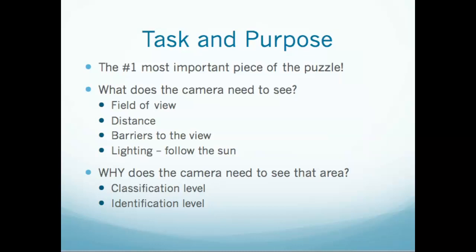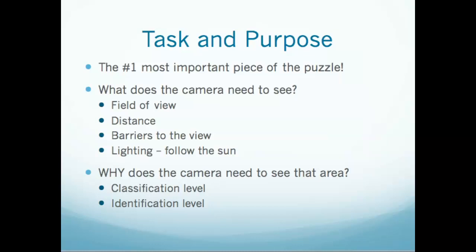The task. Why does the camera need to see that area? So there are two different levels here, and this is something that you should remember: classification level and identification level. Those are the two terms that are used for what you get back from your camera. So if I want classification level, then I want to be able to tell on that camera that that is a person as opposed to an animal moving across my grounds. Okay? I just want to be able to tell by classification what it is. At identification level, I want to know who that person is, or at least be able to describe them well enough so that we could identify them in a lineup later.